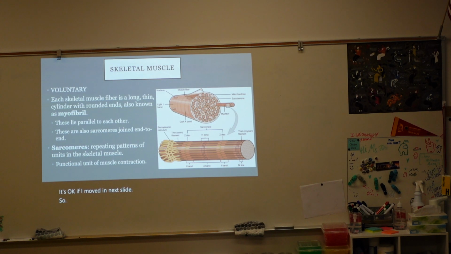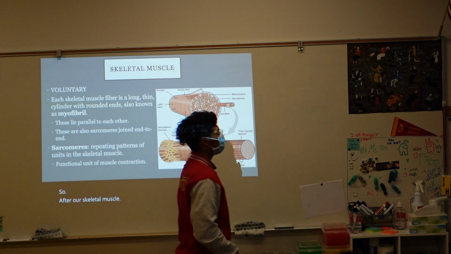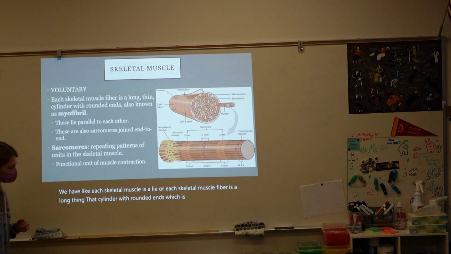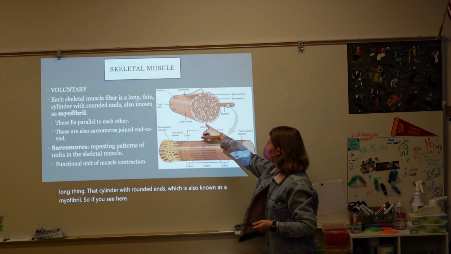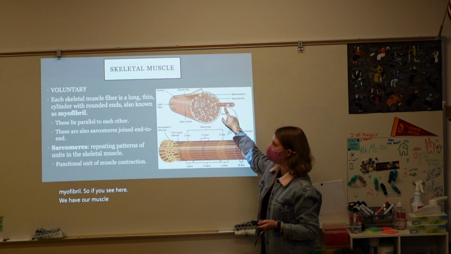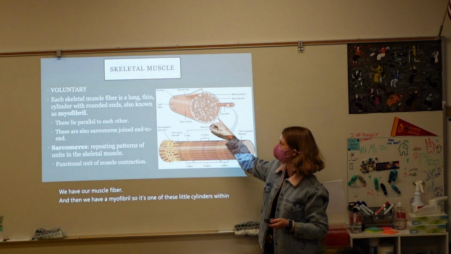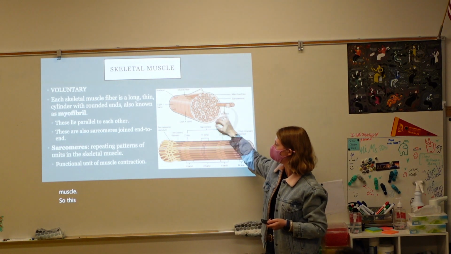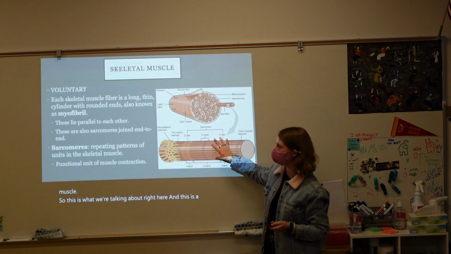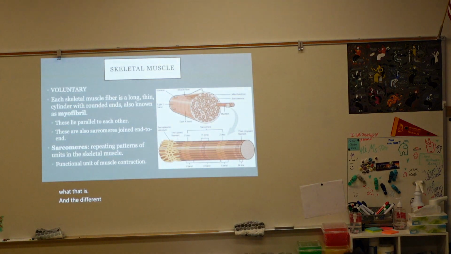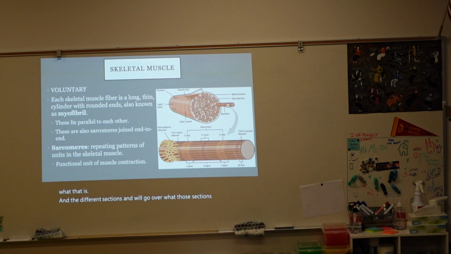After our skeletal muscle, each skeletal muscle fiber is a long, thin cylinder with rounded ends, which is also known as a myofibril. So if you see here, we have our muscle fiber, and then we have a myofibril. So it's one of these little cylinders within the muscle. This is what we're talking about right here, and this is a bigger view into what that is and the different sections. And we'll go over what those sections mean and what is held within those sections.